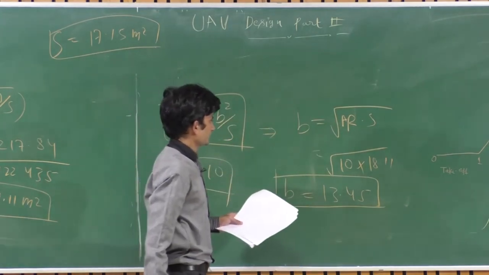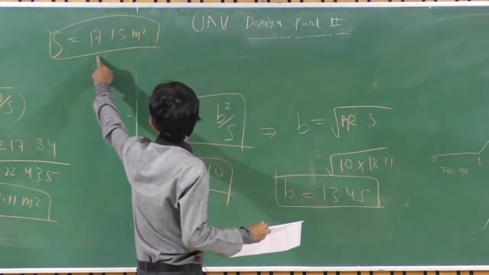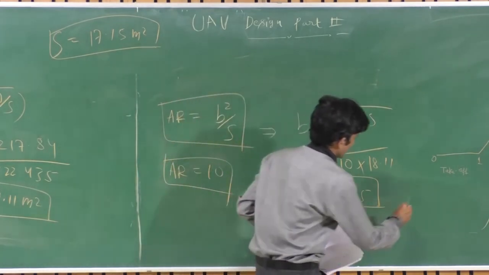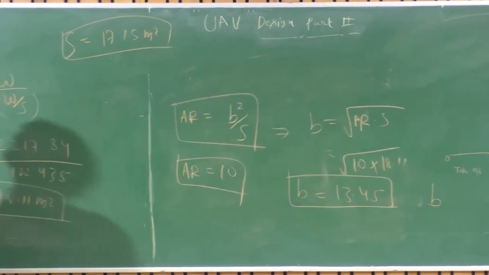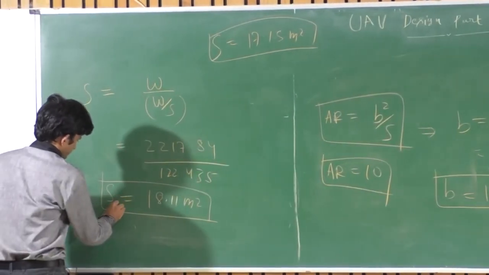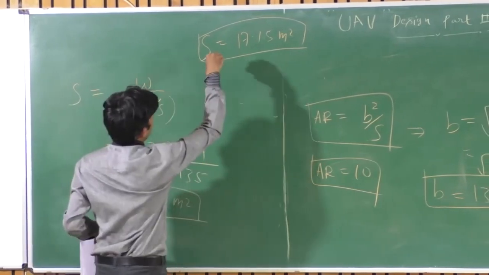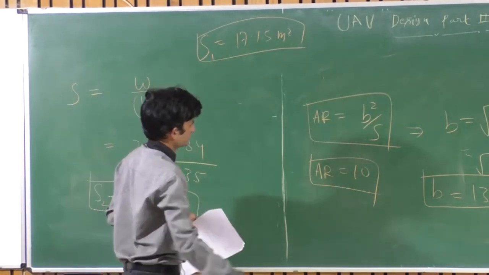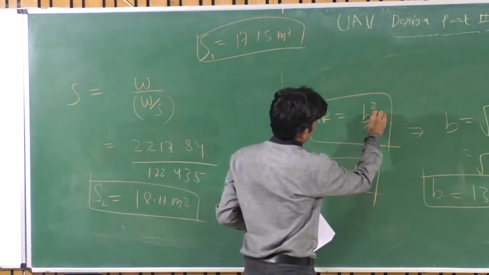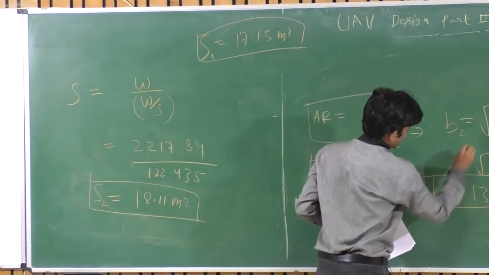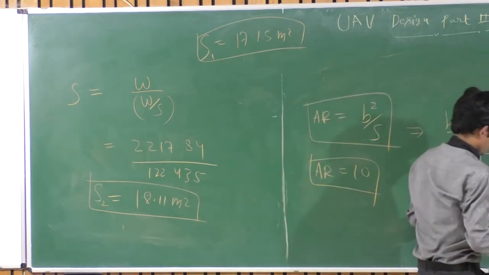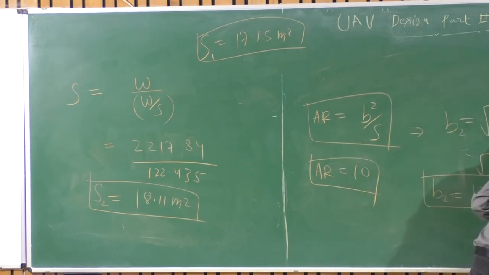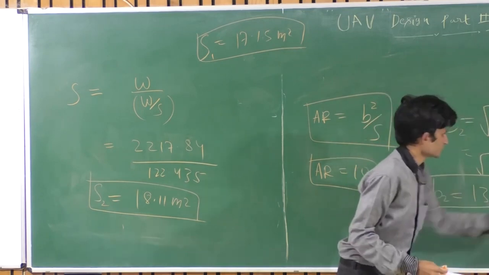If you calculate from the another approach, if you put S equal to 17, you will get span. Second approach, put 2 here, it is better. And B2 will be 13.09. Little difference is coming, okay?